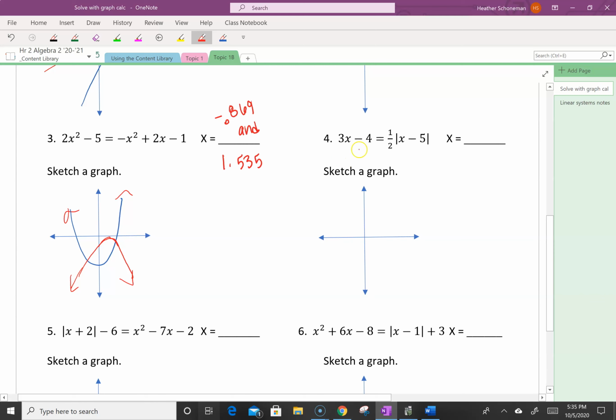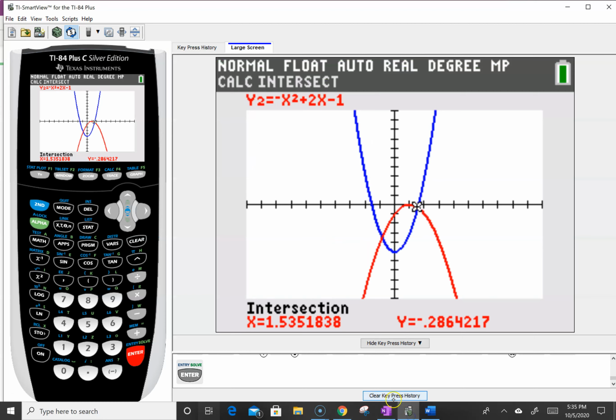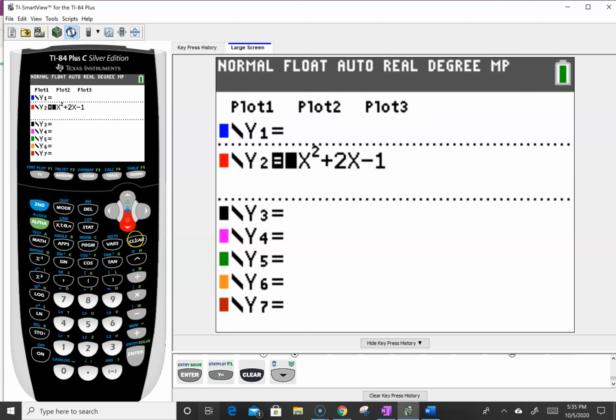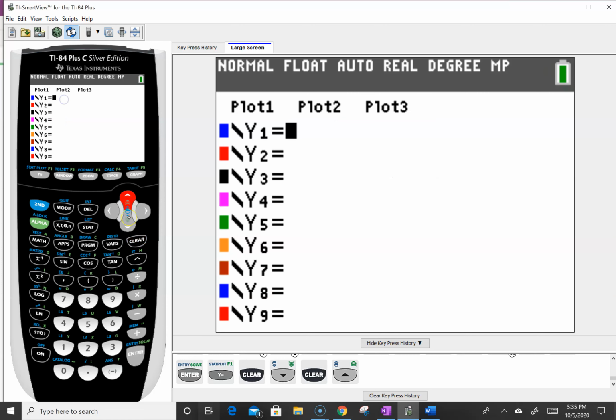Okay, let's try the next one. Now, as I'm looking at this next one, 3x minus 4, I know it is going to be a line. The absolute value is going to be a v. So that's the kind of thing that we're looking for. Okay, so I'm going to go to my calculator. Y equals, clear these both out. Go up here. So my first one is 3x minus 4. Go down.